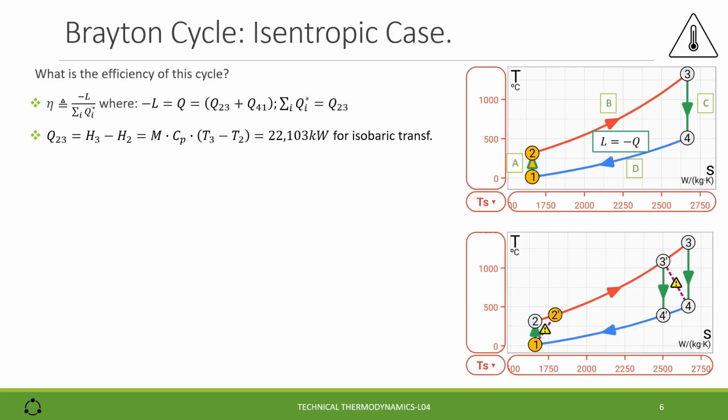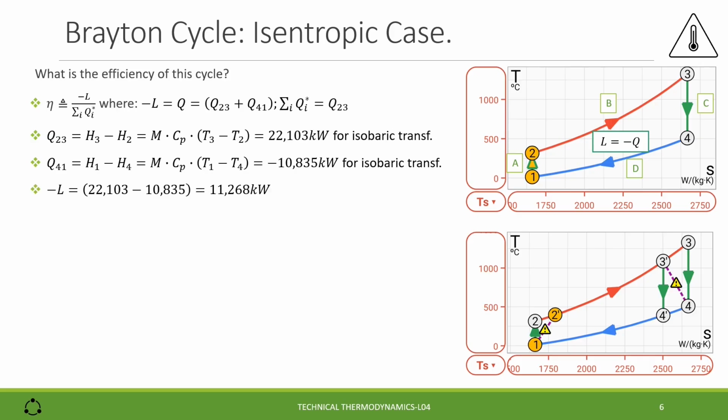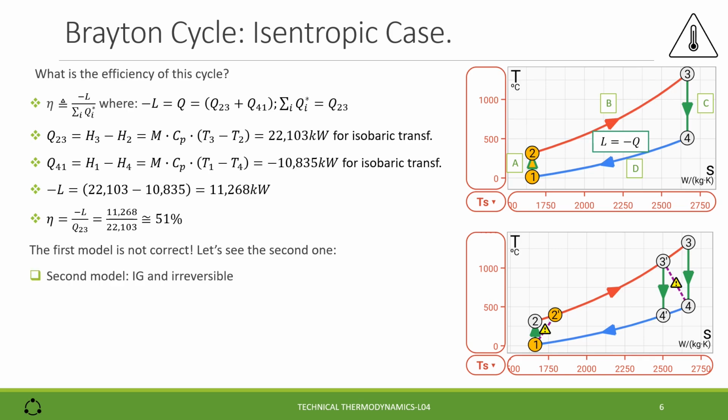And that says 22,103 kilowatt. In the same way, we calculate Q of the transformation 41, that turns into negative 10,835 kilowatt. Negative technical work is also 11,268 kilowatt, and the calculated efficiency is 51%, that is not matching with the reality. Therefore, the first model is not correct. Let's see the second one.